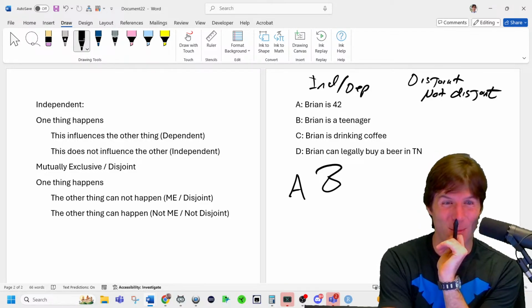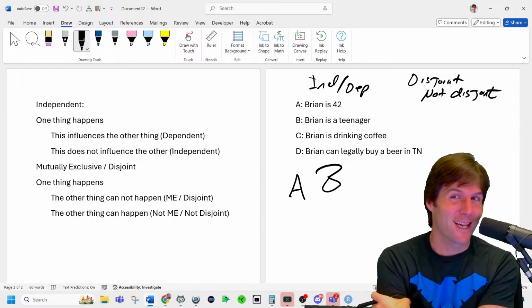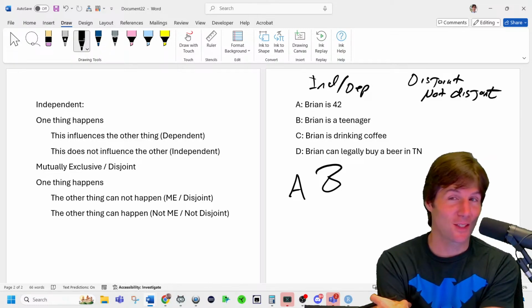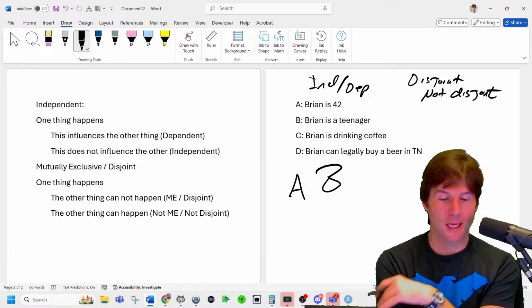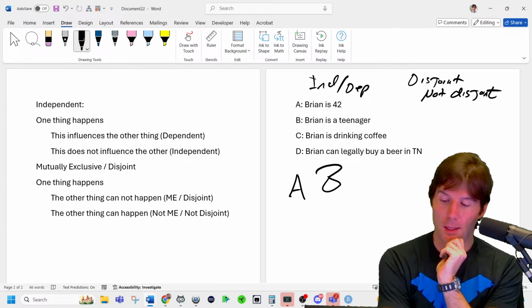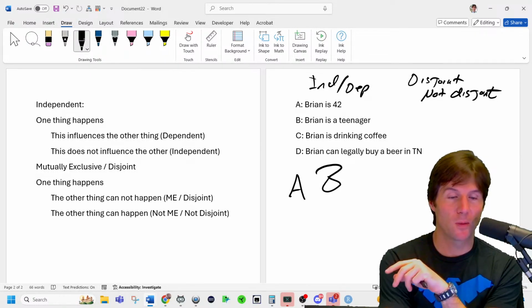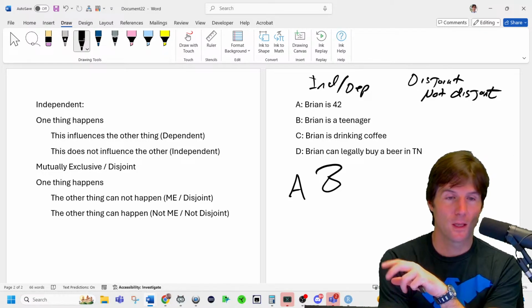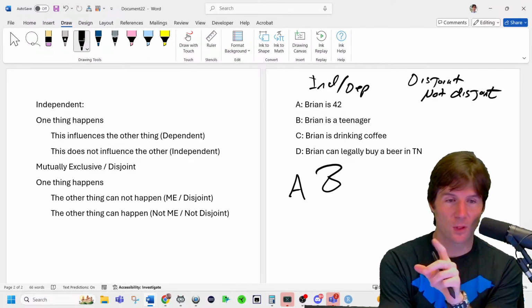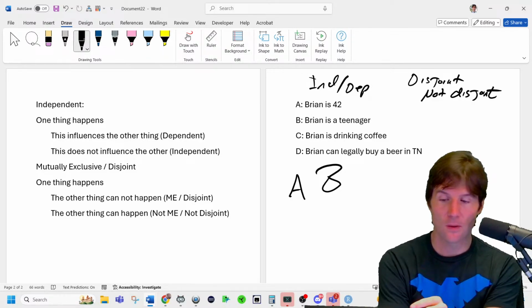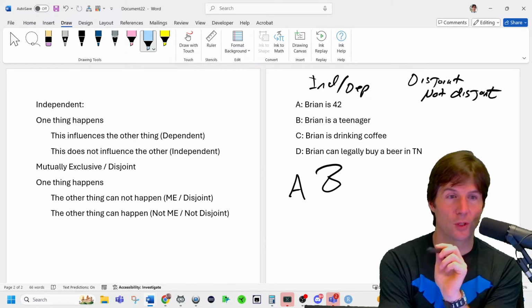So remember what I just said? Don't worry. You can't have disjoint independent. That's the only combo I think you can't have. So let's look. Let's ask the first question. If Brian is 42, which he is, does that influence the probability of Brian being a teenager? If Brian is 42, does that influence the probability of you thinking Brian is a teenager? Yes. Meaning for this first example, they are super duper what?